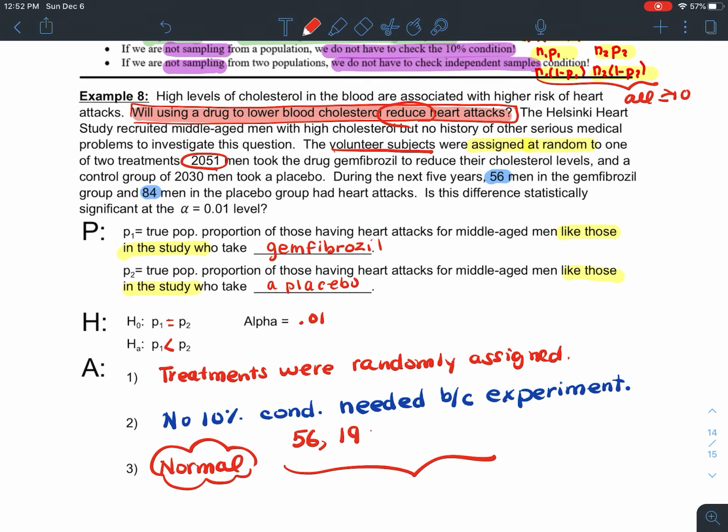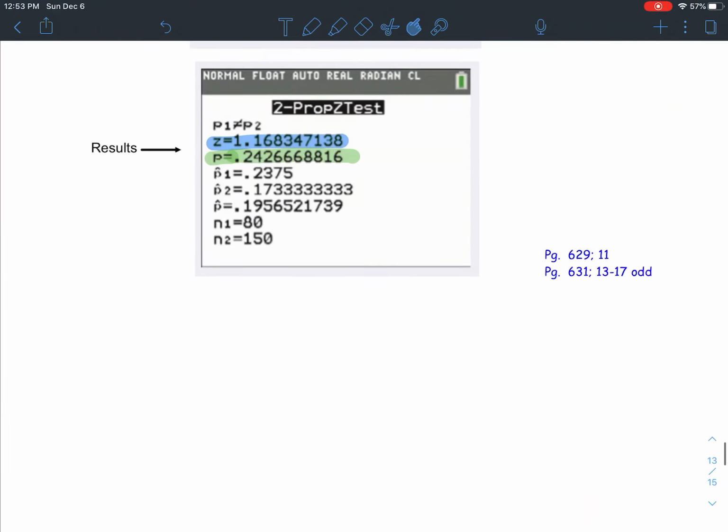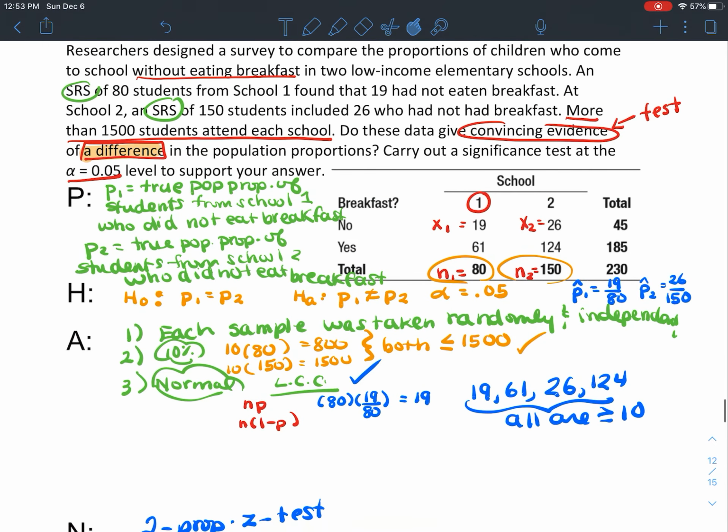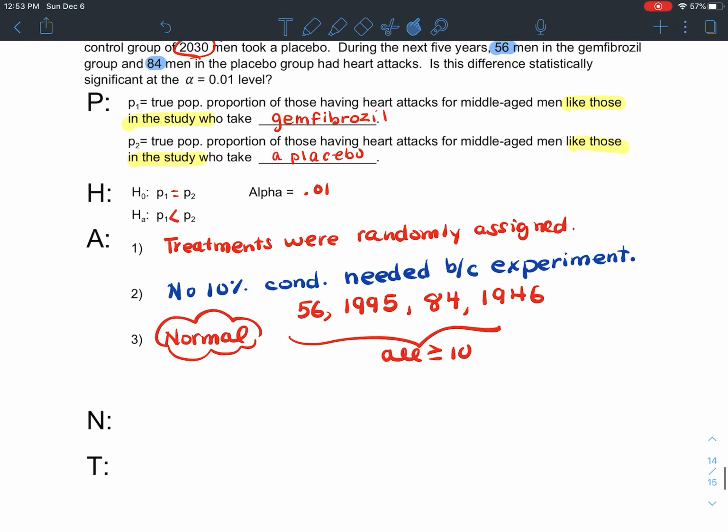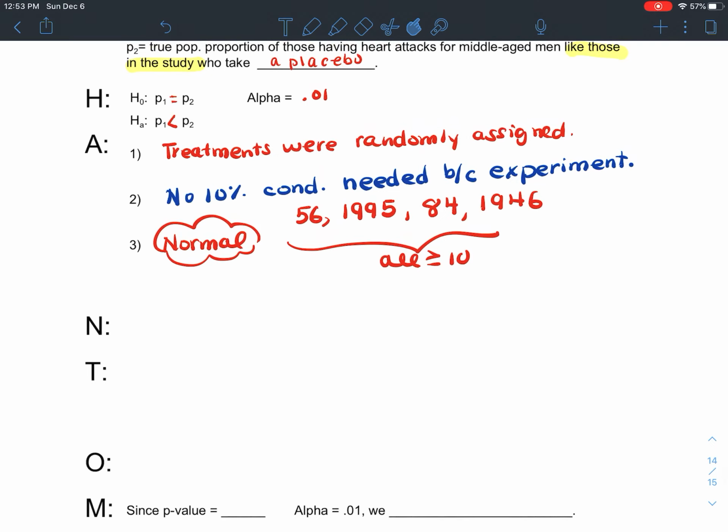2,051 men who were in the gemfibrozil group had heart attacks, so that means the number of failures in that group is 1,095. 84 men from the placebo group had heart attacks. That's our number of successes. We subtract that off of the 2,030, and that leaves us with 1,946 who did not have heart attacks. Okay, so this is another one of those examples, like in the previous video, where they presented the information in this table, and we could pull the number of successes and number of failures directly from the table. We can do that here instead of showing n times p, n times 1 minus p. Okay, so that checks that off.